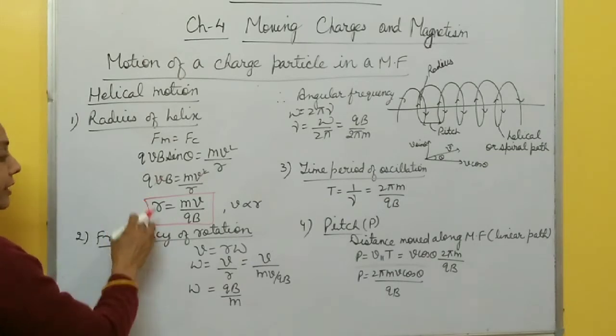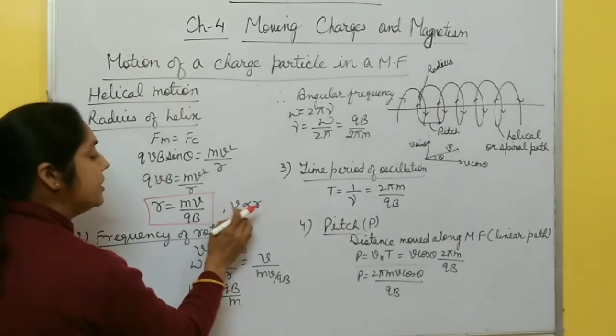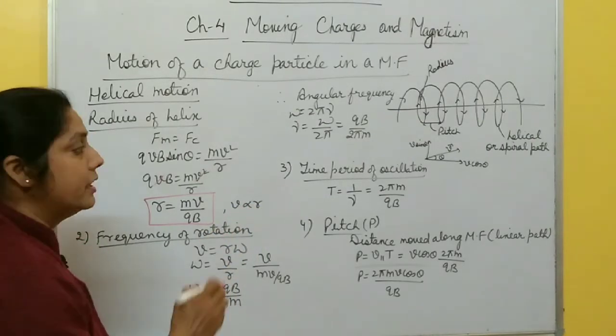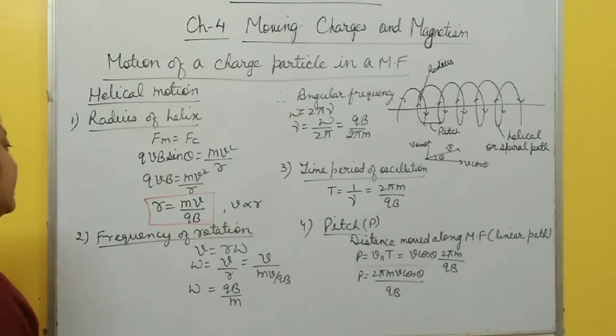It's very important when solving numericals. Here you easily find that V is directly proportional to the radius. As the velocity increases, the radius of the helical path also increases.